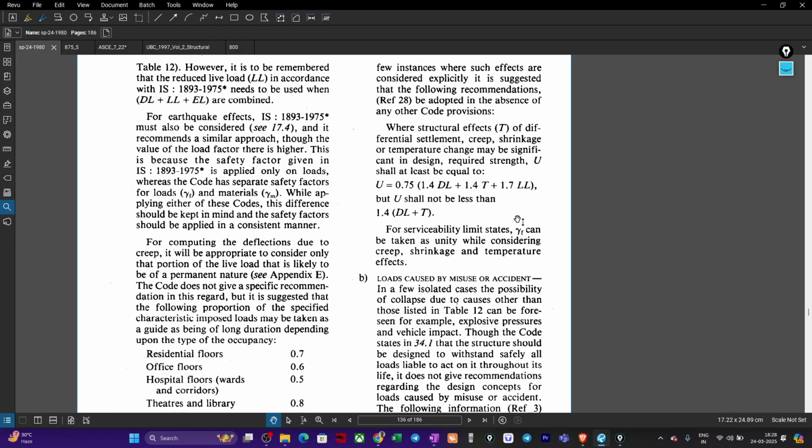Okay, again it says that whatever force you get from this combination, U shall not be less than 1.4 times dead load plus temperature load. That means ultimately we have to design for both, and whichever is the greater one, whichever gives the critical condition, needs to be considered for your design, correct?